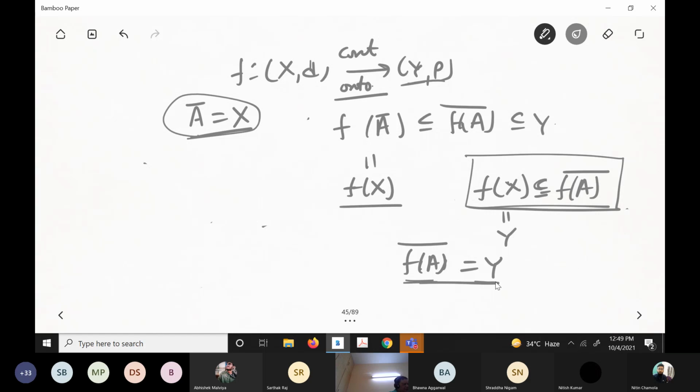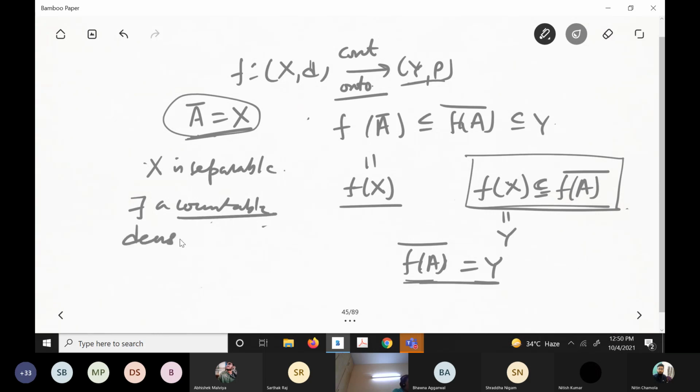Then what's great about it? Look, particularly if X is separable, then there exists a countable dense subset A of X. But you can easily prove that if A is countable, then the cardinality of Fa is countable too; you need the axiom of choice.